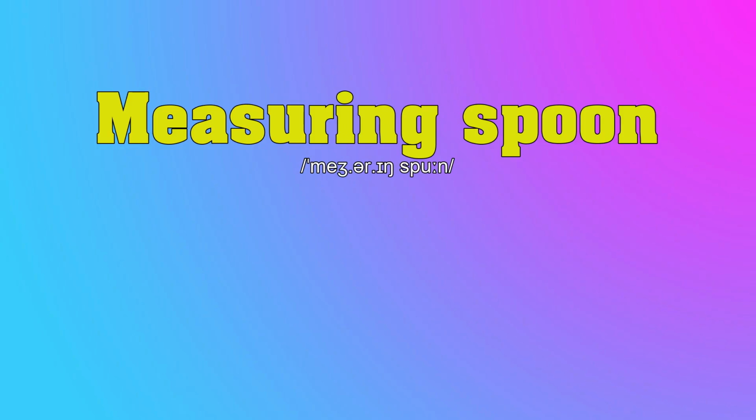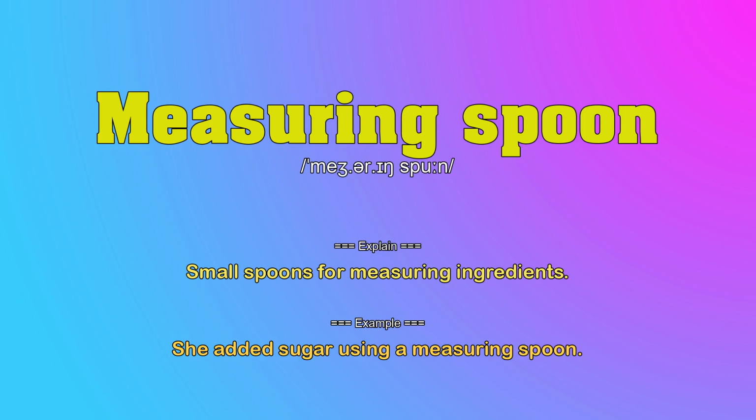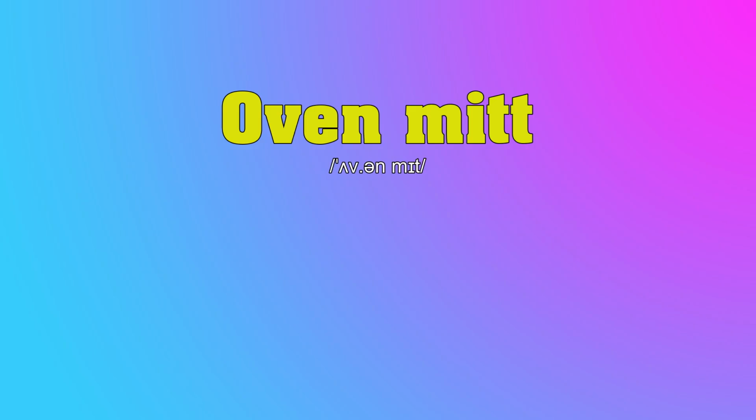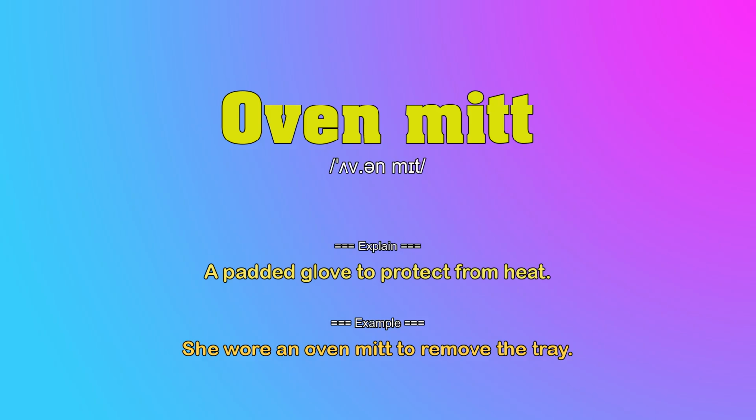Measuring spoon. Small spoons for measuring ingredients. She added sugar using a measuring spoon. Oven mitt. A padded glove to protect from heat. She wore an oven mitt to remove the tray.